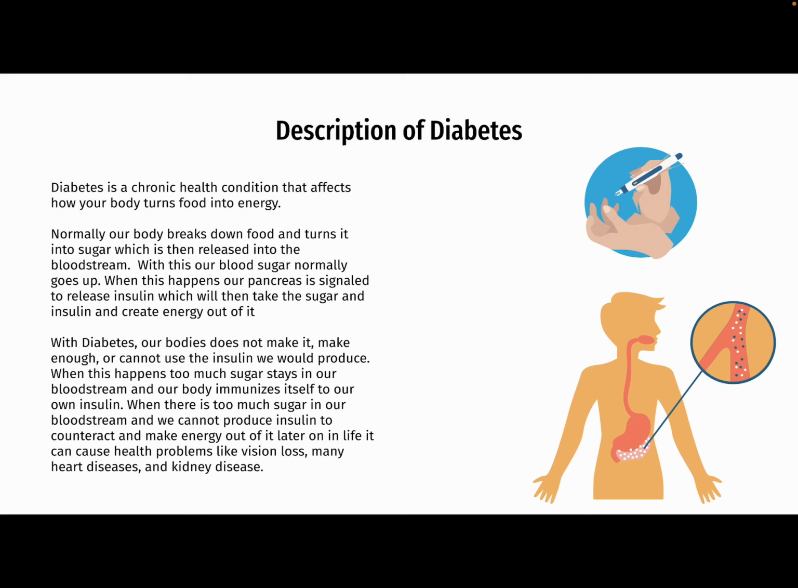But with diabetes, our body does not make enough, or cannot use the insulin that we produce. When this happens, too much sugar stays in our bloodstream and our body becomes resistant to our own insulin, causing us to be insulin resistant or not using it in general. When there is too much sugar in our bloodstream, we cannot produce insulin to counteract and make energy out of it later on in life. This can cause health problems like vision loss, heart disease, and kidney disease.